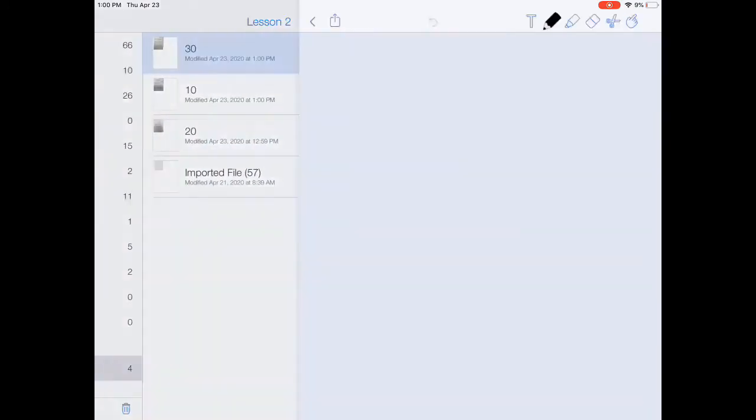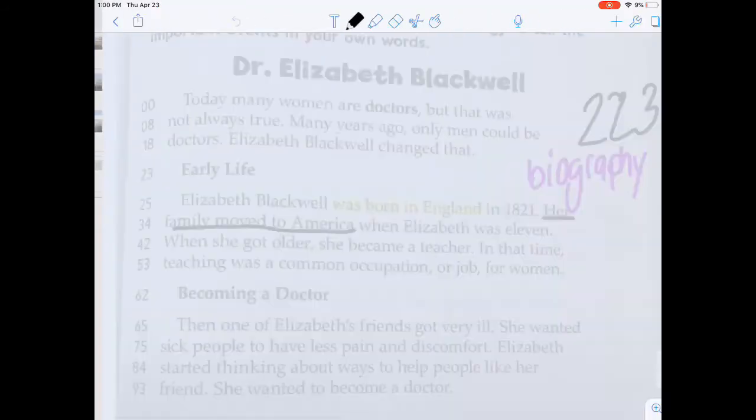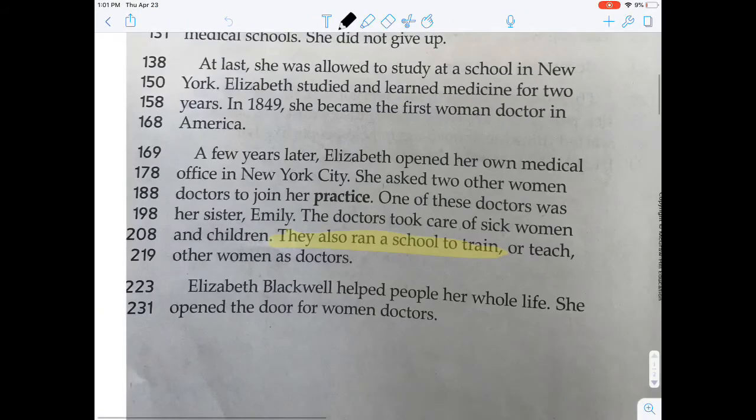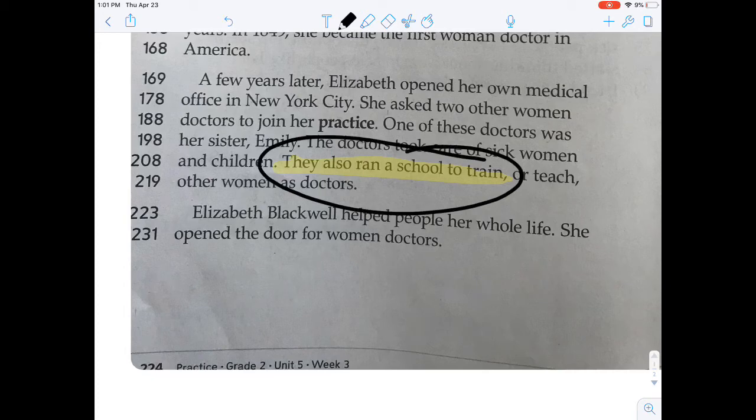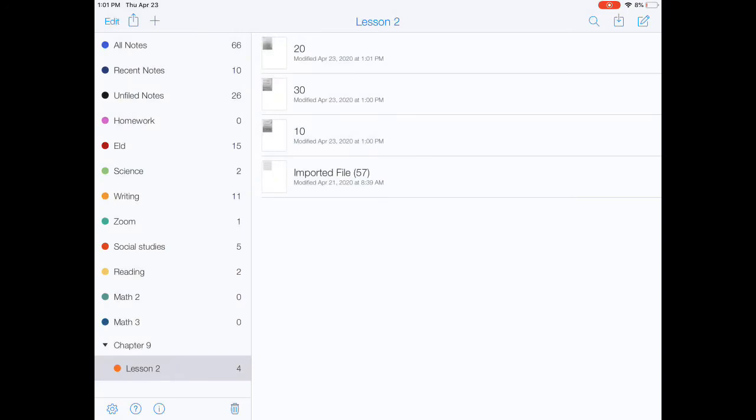All right, now what happened last or at the end? We already have that. We highlighted that at the end, she ran a school to train other women as doctors. So we can write down, ran a school.